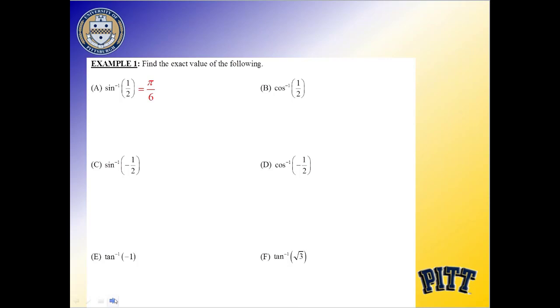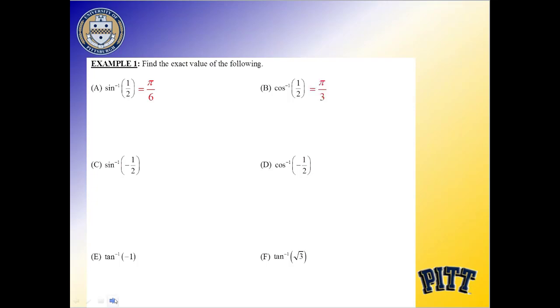When I deal with arc cosine of 1/2, well, an angle that has a cosine of 1/2, pi over 3 is one, but so also would be, for instance, 5 pi over 3. But again, the range for arc cosine is from 0 to pi. So the only one of those that falls between 0 and pi is, of course, pi over 3.